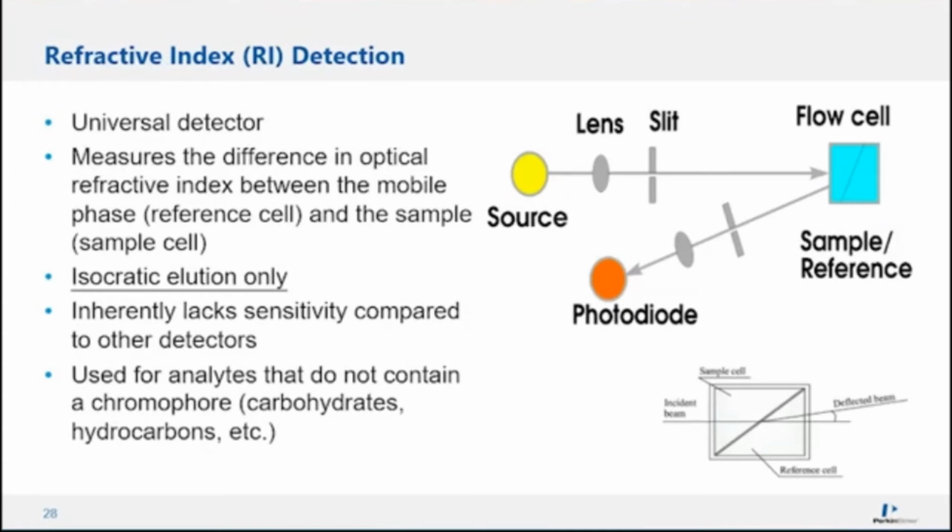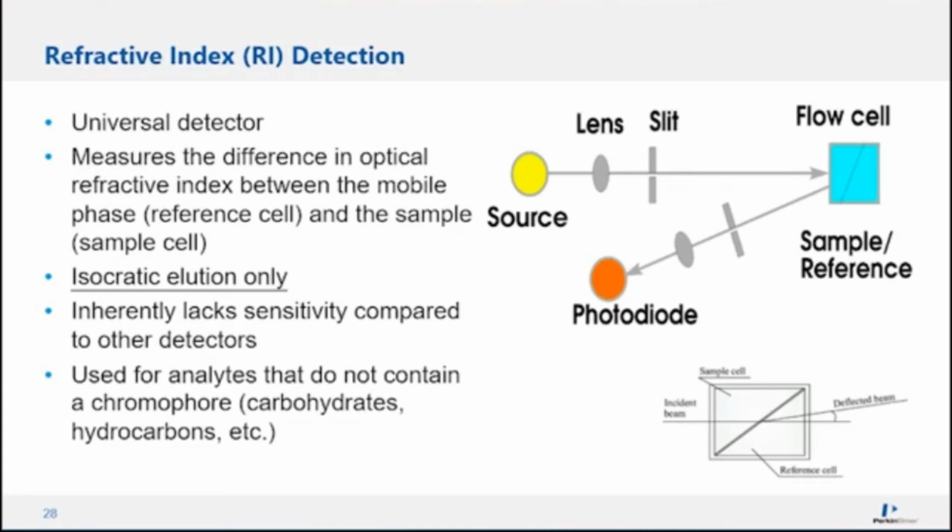Refractive index detectors are bulk detectors that measure the difference in optical refractive index between the mobile phase and the sample. In order to do this, there has to be a real-time reference of the mobile phase. The flow cell in this case has two compartments, a reference cell and the sample cell. The reference cell needs to be purged with mobile phase prior to the analysis to contain the same composition that the mobile phase will have when we're going through the sample analysis.